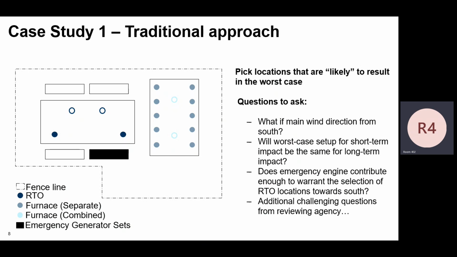So some questions to ask. By running it by TCEQ or the state agency, saying, hey, this is the worst case, I believe, they probably will not be too mad, but they will probably ask some questions. What if the main wind direction is coming from the south? In that case, is the worst case we put here correct? Why not upwards there, right?